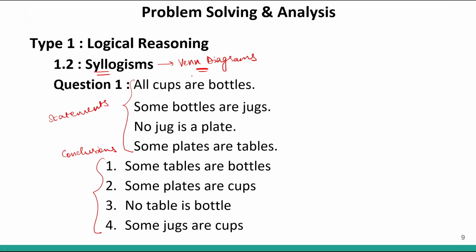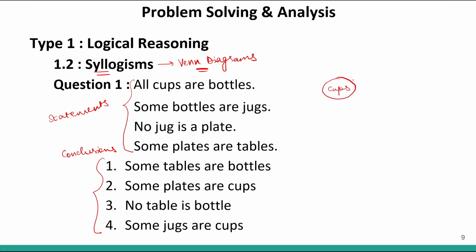The positive ones were all A are B, some A are B. And the negative ones were none of the A is B or some of the A are not B. So this we discussed when we were discussing the types of the questions. Now let us solve the question. All cups are bottles. So this can be represented like this.